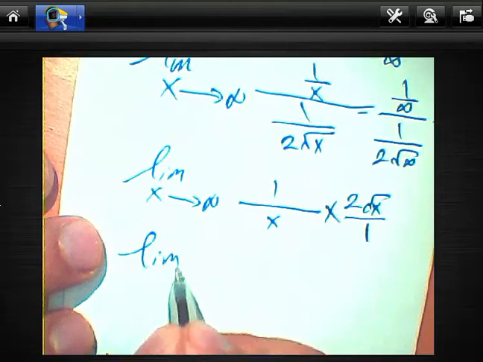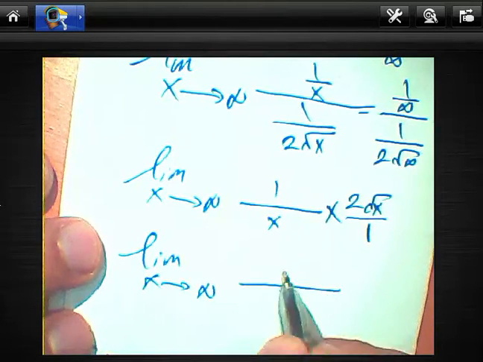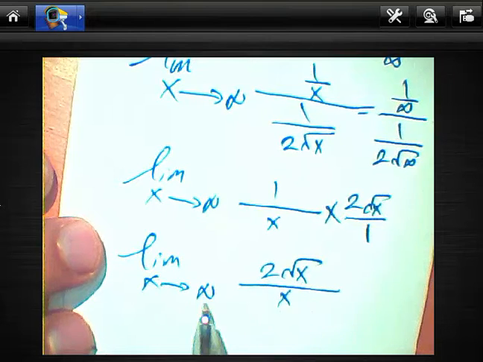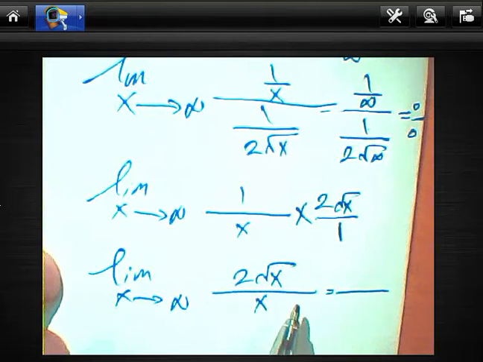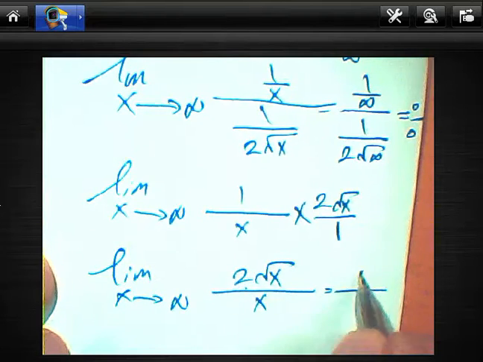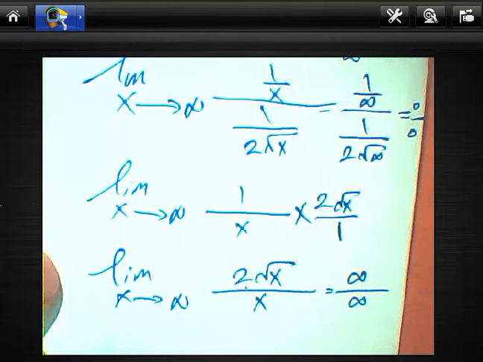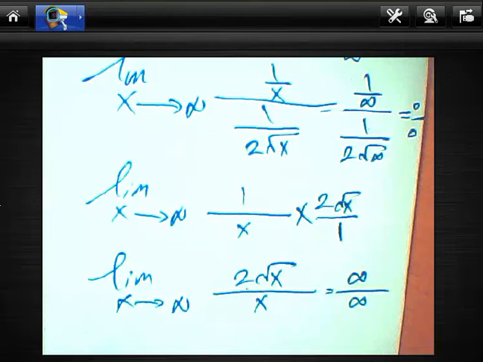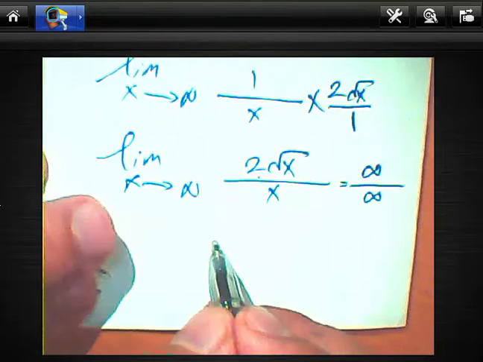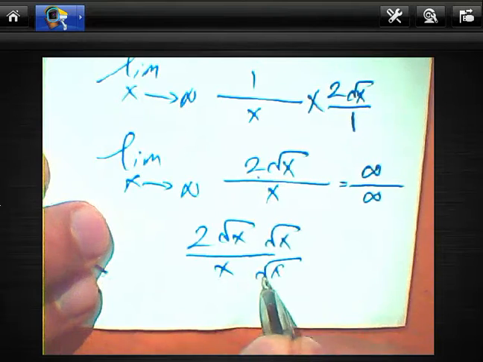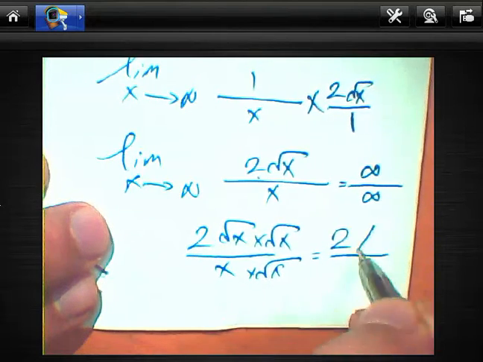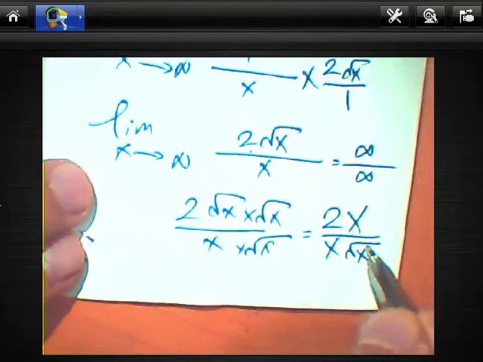So we can write the limit as x approaches infinity of 2 root of x over x. So we can write 2 multiplied by infinity equals infinity over infinity. The result will be undefined. And we can simplify 2 root of x over x. We can multiply the numerator and denominator by root of x. The result will be 2x over x root of x. We can cancel x with x.